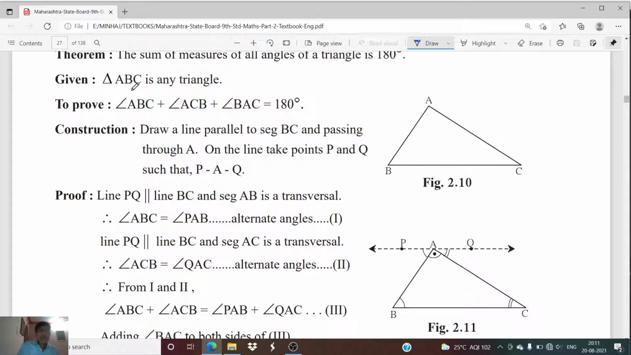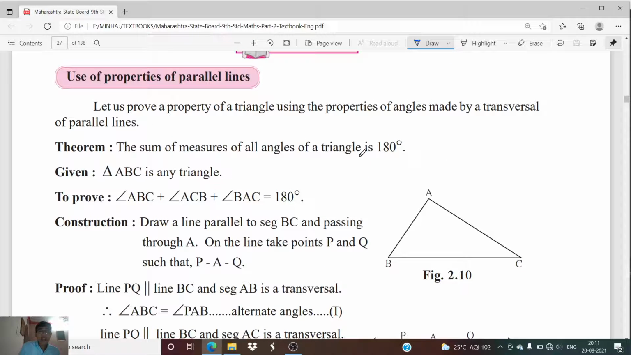Now we all know that the sum of the measures of all angles of a triangle is 180 degrees. So in any triangle, if we take the sum of the measures of all the angles, we are going to get 180 as an answer. That means angle A plus angle B plus angle C is equal to 180 degrees. We all know this property of a triangle. So we are going to prove this particular property by using some properties of parallel lines.